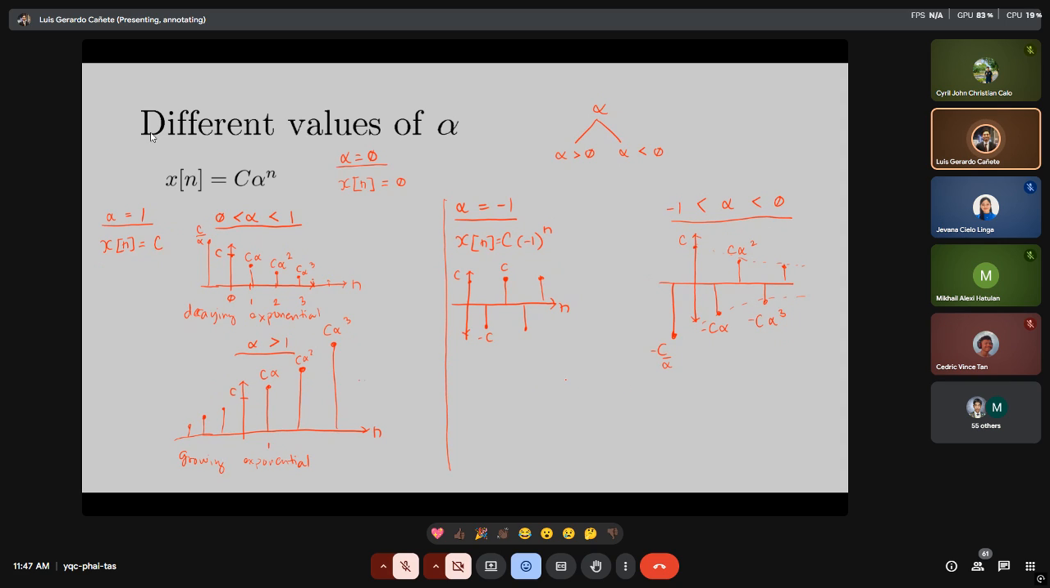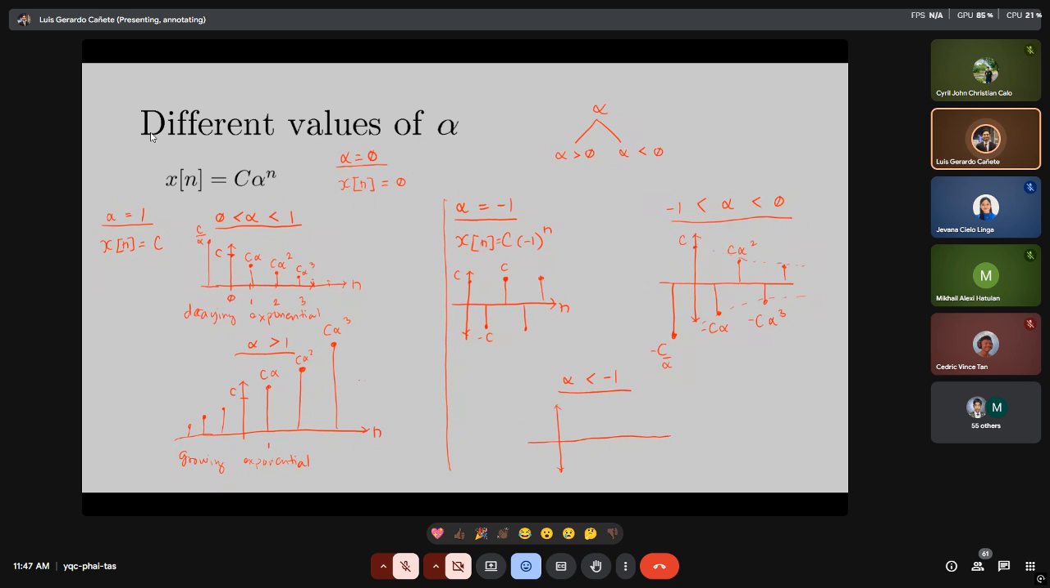So let's now look at the case where alpha is less than negative 1, right? So we already have the case where it's equal to negative 1. So now let's look at the case wherein it's less than negative 1. So this one is also, once again, just pretty easy to predict.